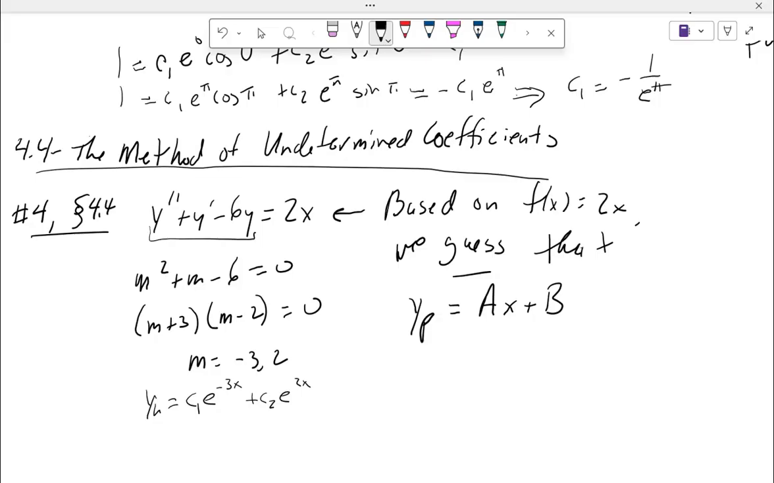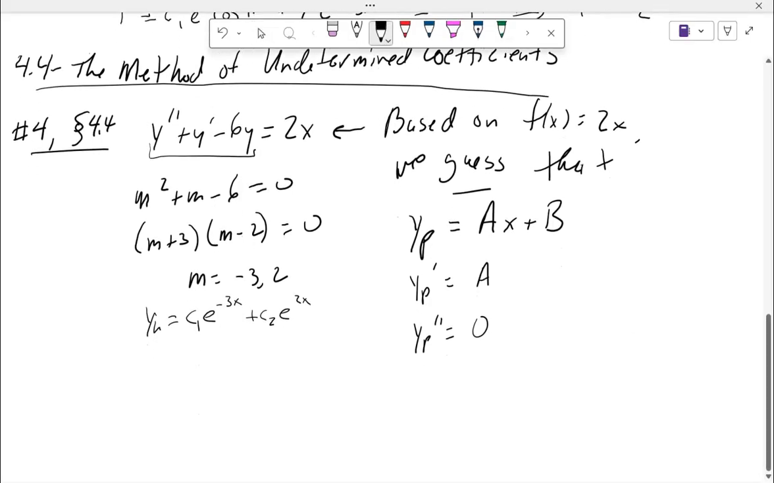We purport that this is what our particular solution should look like. Well, if that's going to be the solution, the particular solution, when I plug it in, it has to work, right? So let's plug it in. What's y if it has this form? What would be the first derivative? Okay, and what would be the second derivative? 0. Good. So now we plug it in. Literally plugging it into this equation, we'd have 0 plus a minus 6 times ax plus b has to equal 2x.